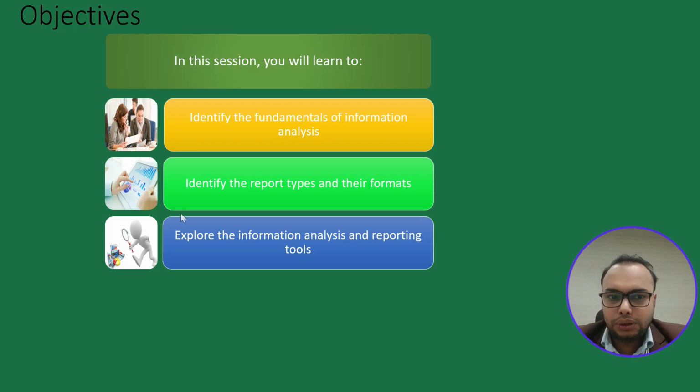Okay. So in this session we learn to identify the fundamentals of information. So this is the end of the chapter. Identify the report types and their format. Explore the information analysis and reporting tools. So this is the end of the chapter which you are going to learn. जो आप इसमें पढ़ने वाले हैं.